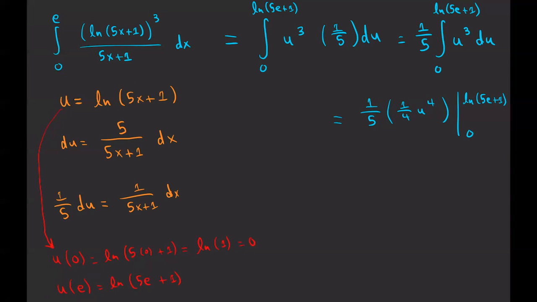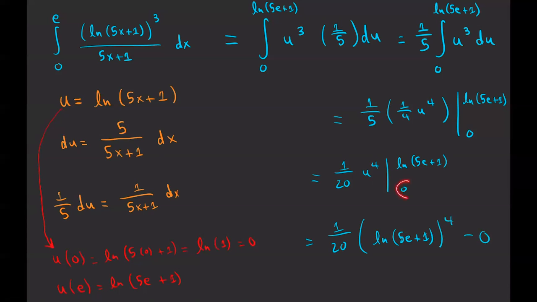Awesome. So now if we simplify just a little bit, 1 over 20 u to the 4th, evaluated from 0 to ln of 5e plus 1. So 1/20th times ln of 5e plus 1 to the 4th. And you'll notice here that this is just going to be minus 0, because if we plug in 0 into u, then that is just 0 to the 4th. It just goes away. So I'm just not going to bother writing that there. And we've got our answer. Boom, right there. Wonderful. Let's go ahead and do one more example here.